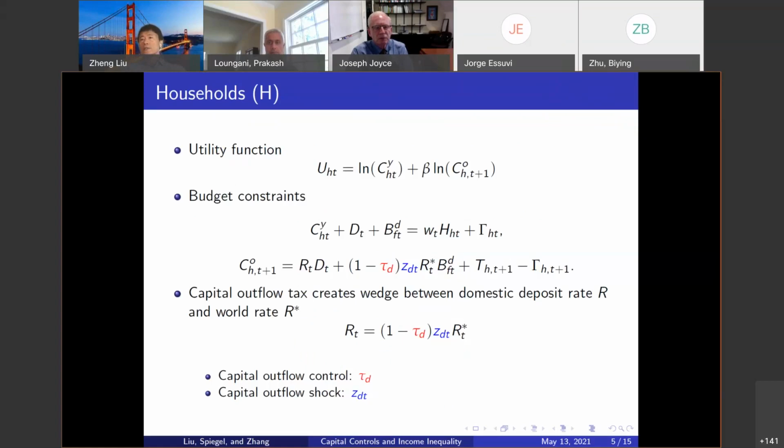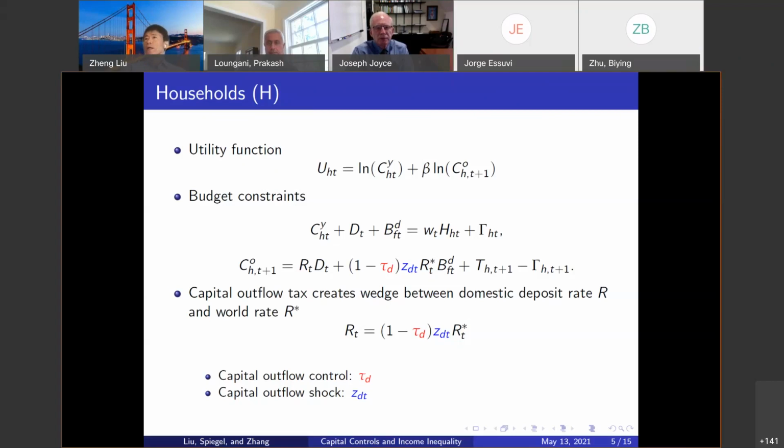So here's one of the two types of agents, the households, who are savers. The household lives for two periods, young and old. They consume when young and old: C^Y is consumption when young, C^O is consumption when old. And the young generation finances their consumption and saving by wage income and some bequest from the previous generation. I call it gamma.